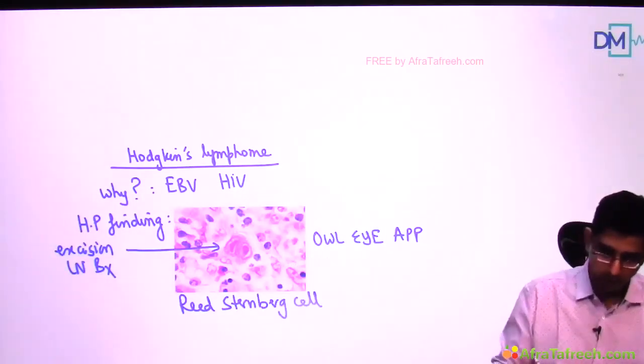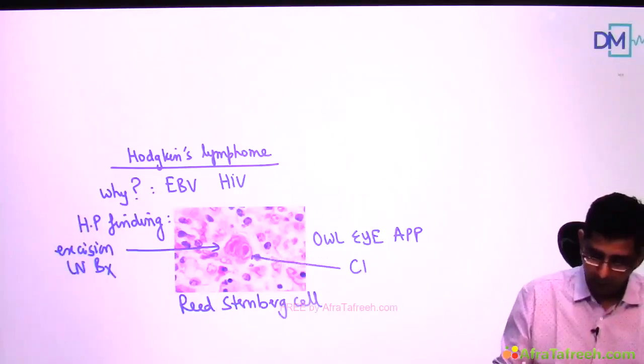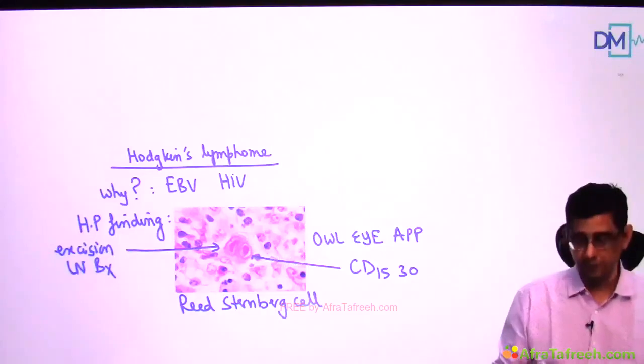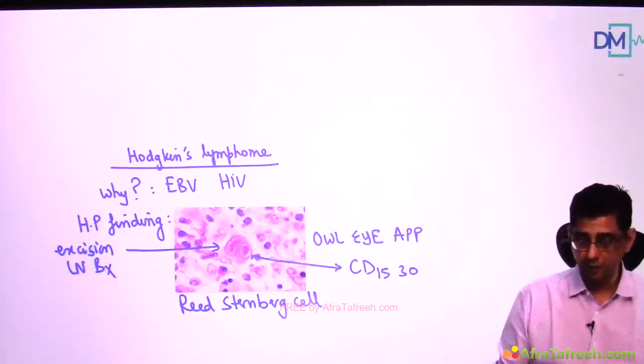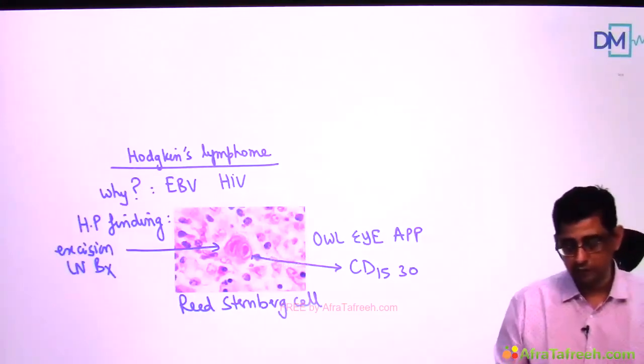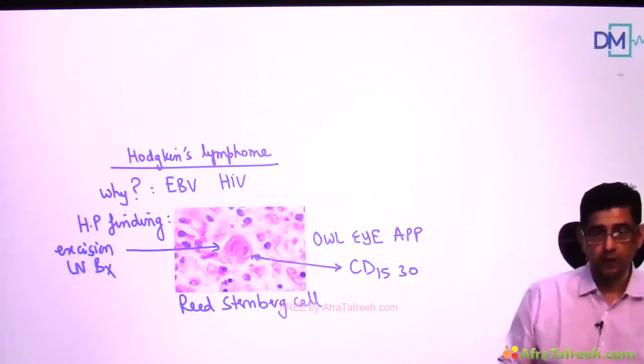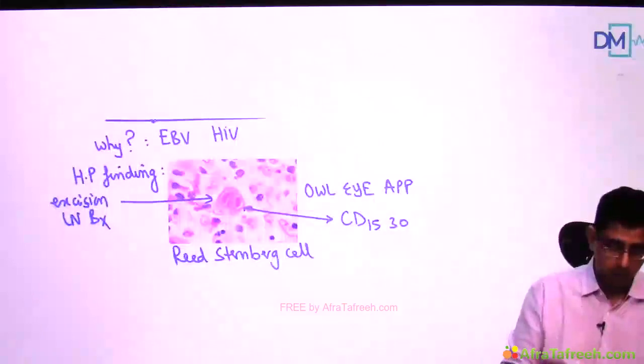Reed-Sternberg cell is CD15 and CD30 positive. It is also CD45 positive, but CD45 is a leukocyte common antigen. It is present on all white blood cells, so the main flow cytometric markers for this are CD15 and CD30. Now let us understand how patients of Hodgkin's lymphoma will present to us.